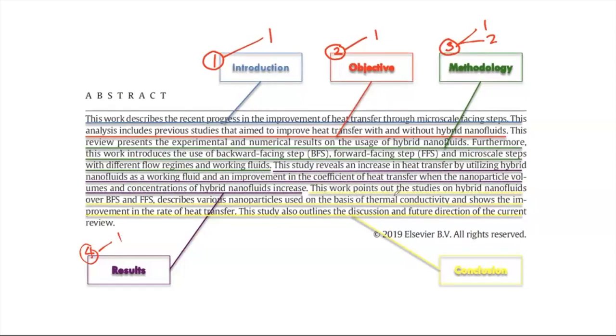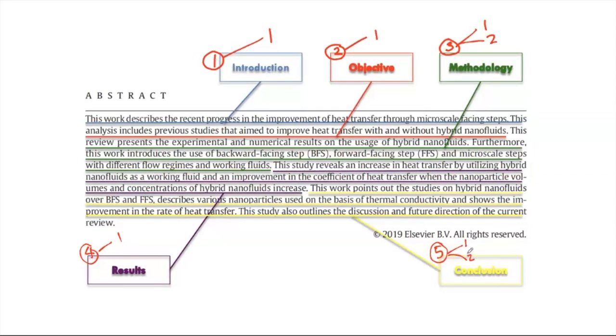This work points out the studies on hybrid nanofluids over BFS and FFS, describes various nanoparticles used on the basis of thermal conductivity, and shows the improvement in the rate of heat transfer. This study also outlined the discussion and future direction of the current review. The fifth element of the abstract is a conclusion, and we can see clearly there are two sentences.